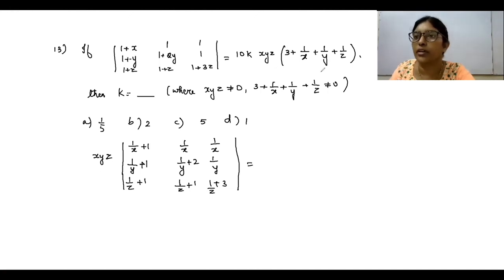And keeping an eye on the right hand side, we want 1 upon x plus 1 upon y plus 1 upon z. So we will add R1 changes to R1 plus R2 plus R3. After that, we will get 1 upon x plus 1 upon y plus 1 upon z plus 3. So I'm going to write it common directly. And the first row will become 1. Over here also you'll get the same.